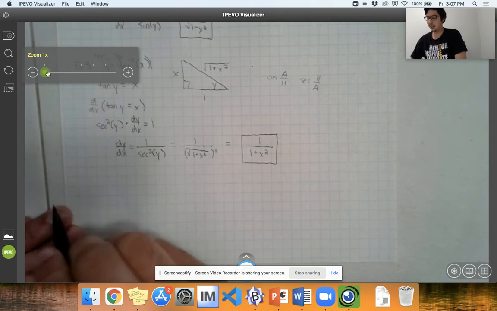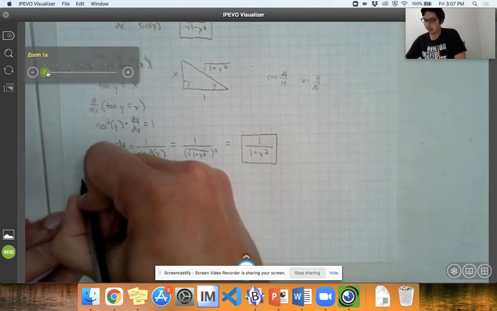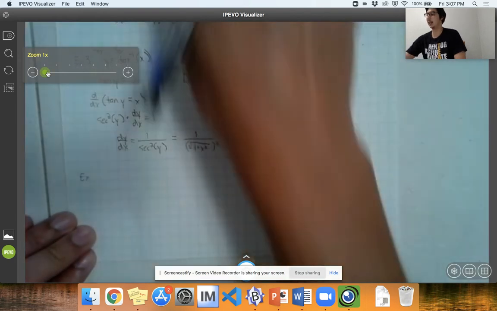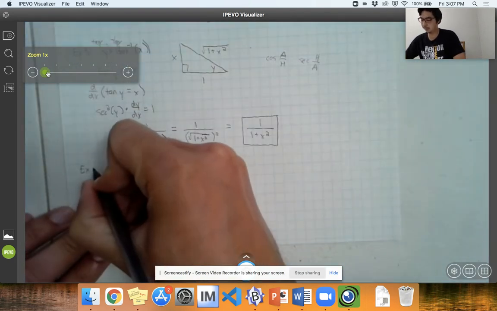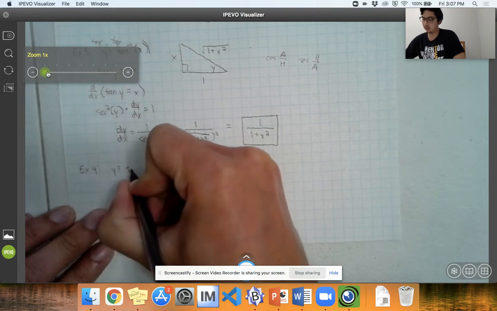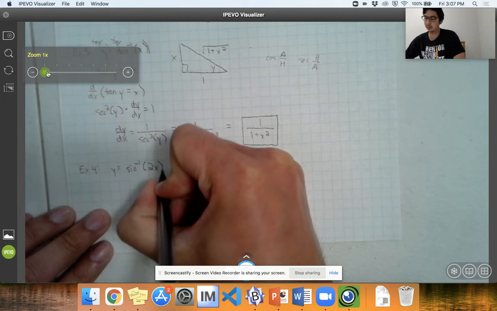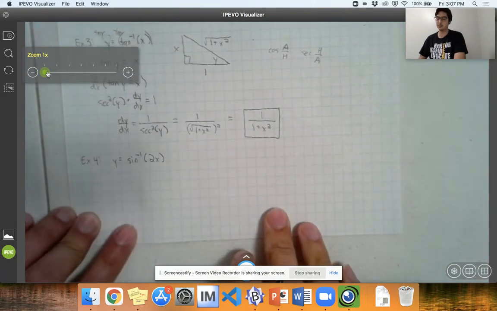Now, technically there's the chain rule still, so let's look at an example with that, and then I'll get on to the very last one. So what if I did y equals arc sine, or inverse sine of 2x? What does that look like?